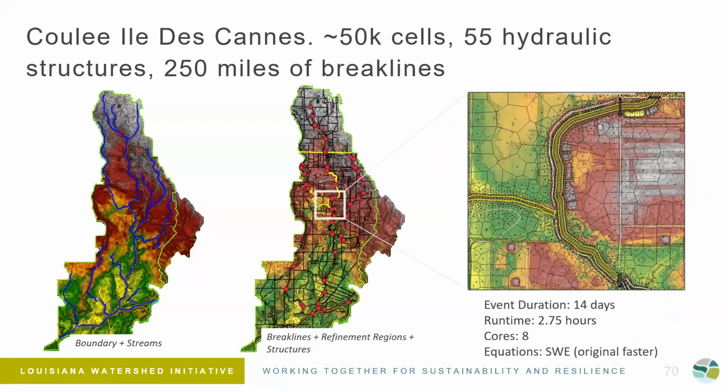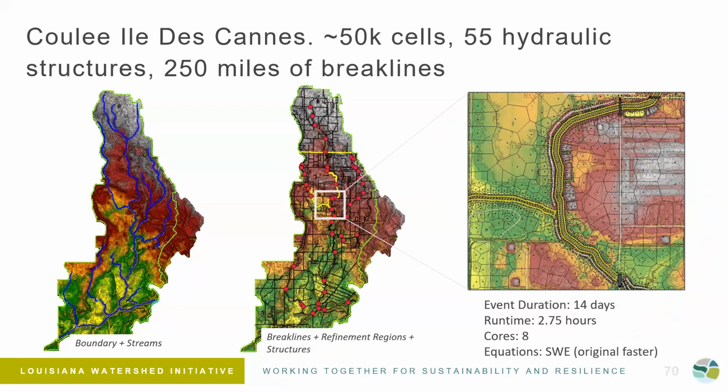These are just a couple slides as far as how that might look. I have a couple examples here. This is from a high detailed area in the Vermilion model. So the Coulee Isle des Cannes, 55 hydraulic structures. This is what it would look like if you just wanted to work on this particular watershed. A lot of detailed structure information incorporated into this model.